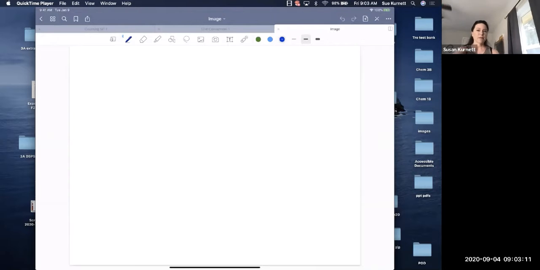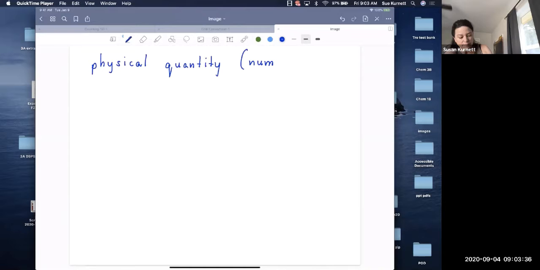So I'm going to start with the base units. In chemistry, we're going to make measurements of physical quantities. And a physical quantity, so quantity is just an amount, and physical means it is something that we can measure. We can put a number to. A physical quantity has both a number written to the correct degree of precision, which means the right number of sig figs, and units.